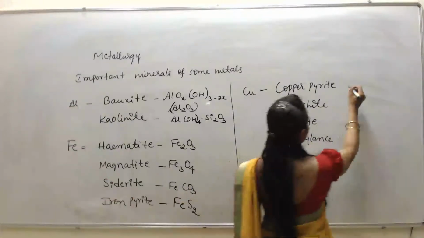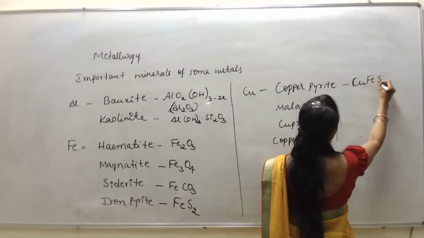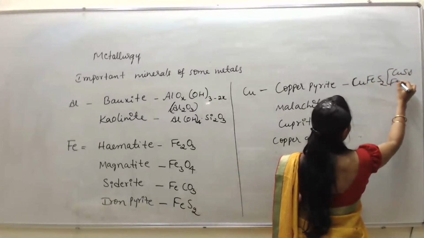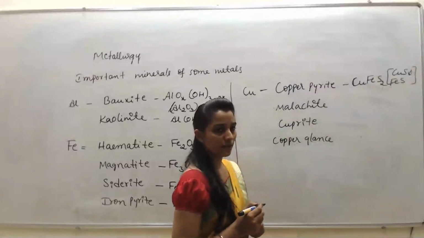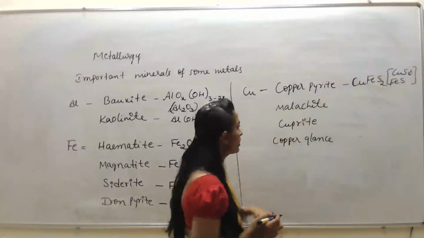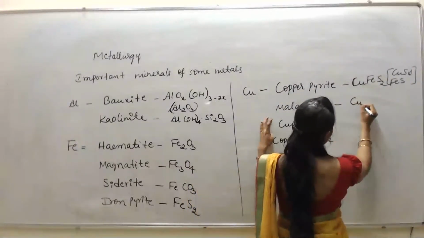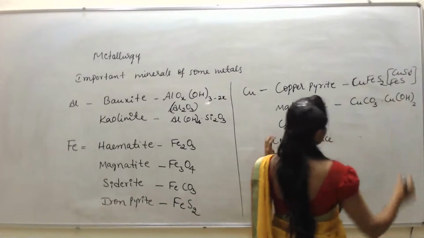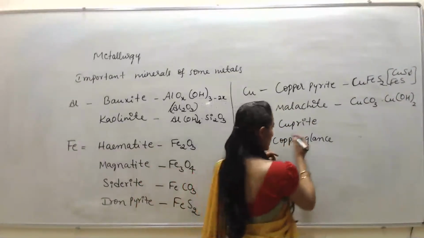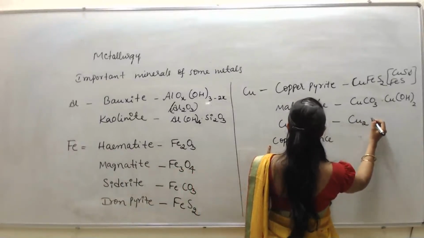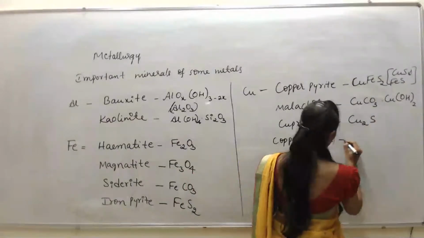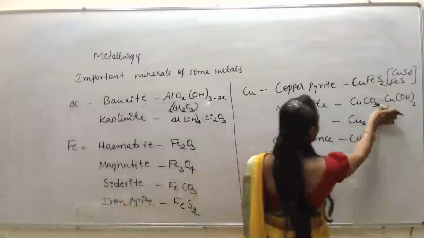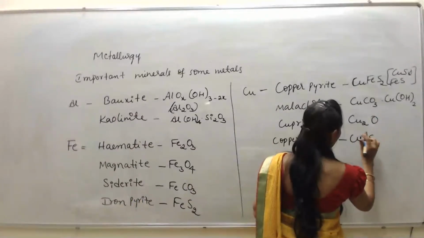Okay, so copper pyrite composition is CuFeS2. You may also write CuS and FeS together as CuFeS2. Okay, next malachite. That is CuCO3 and Cu(OH)2. CuCO3 with Cu(OH)2. Cuprite means Cu2O. Okay, students, so this is Cu2O.